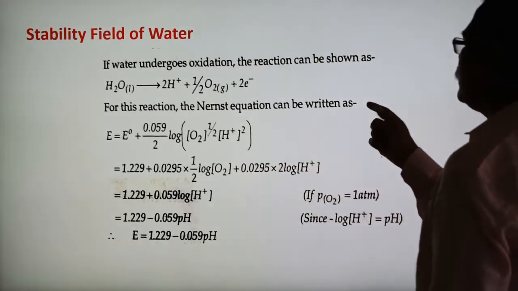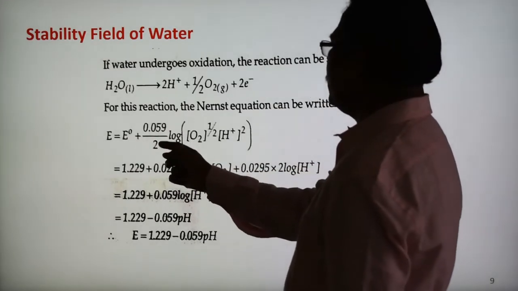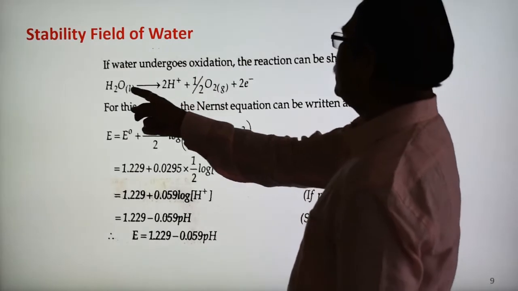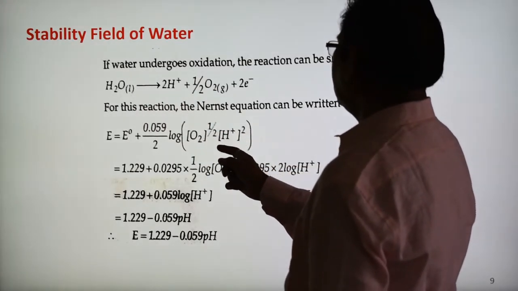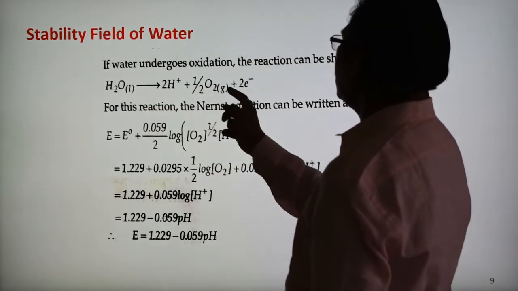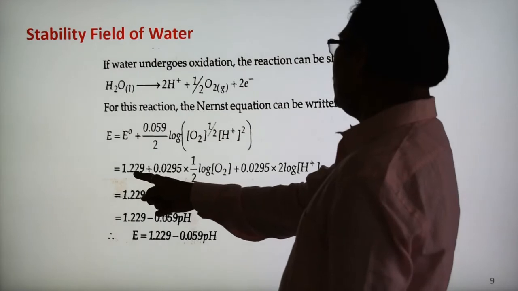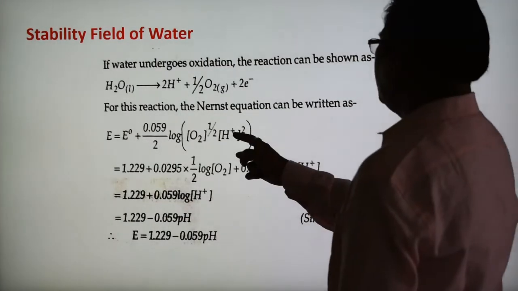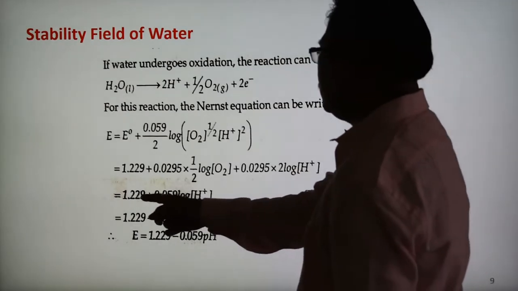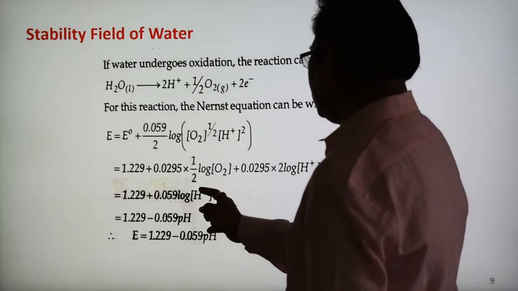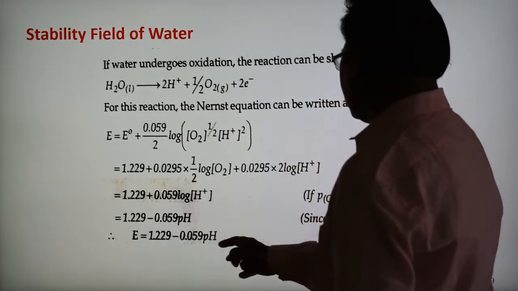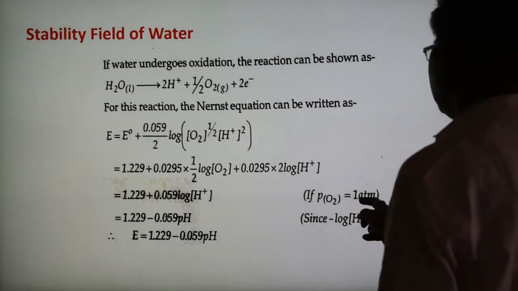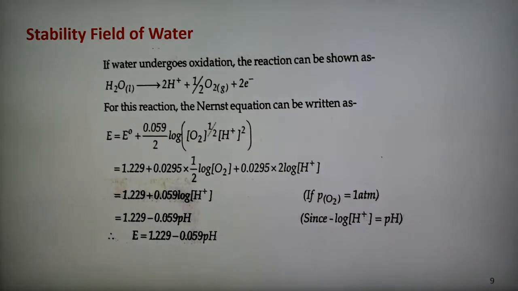For this reaction, the Nernst equation can be written as E equal to E0 minus 0.059 upon 2 log product upon reactant. So this is the product and this is the reactant. The log of water is 0, since the concentration of water is negligible. After putting the value 1.229 here, and since minus log H plus is the pH and oxygen is at 1 atmosphere, putting all these values we obtain E equal to 1.229 minus 0.059 pH.